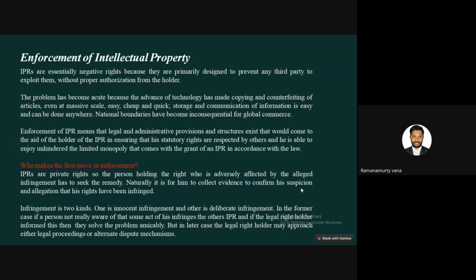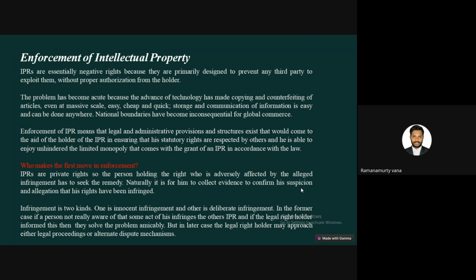Why? Because a particular person approaches the intellectual property boards for the grant of this recognition of the intellectual property. In that case, that is a private right to that particular person. At the same time, intellectual property rights are also called negative rights because others, or the third party, are prevented from exploiting the inventor without the proper authorization from the holder.